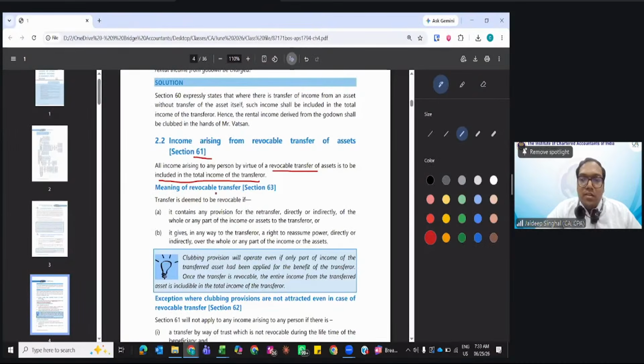Let's see it. Meaning of revocable transfer. A transfer is deemed revocable if it contains any provision for the retransfer, directly or indirectly, of the whole or part of the income or assets to the transferor, or a right to reassume power, directly or indirectly, over the whole or part of the income or the assets. Now I am giving you one scenario you need to solve. Please read it carefully.